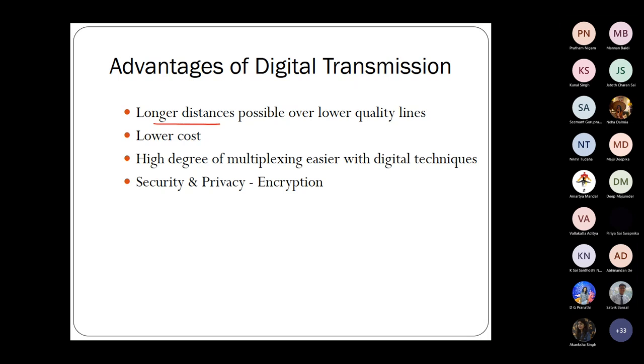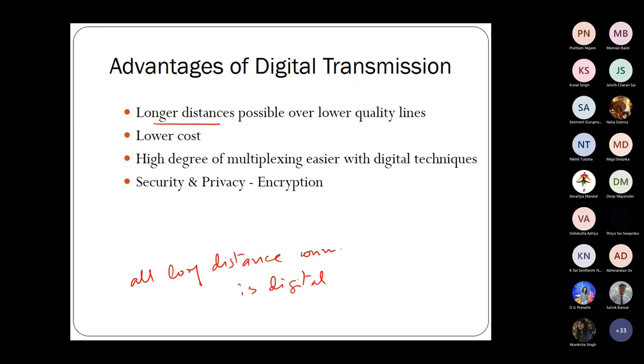The equipment cost is also lower. This third bullet, higher degree of multiplexing, we'll talk about later on a little bit. And as you know, if it's digital data, then you have standard techniques for encryption and so on. So mostly all long distance communication nowadays is digital.